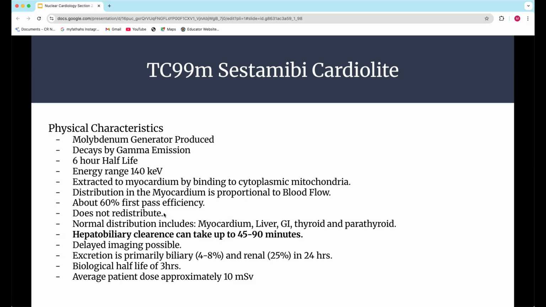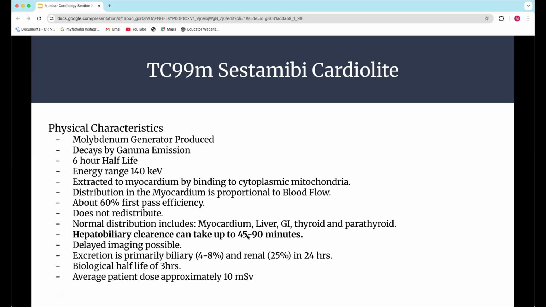So again, doesn't redistribute. Normal distribution is going to be similar to some of the free tech stuff you're seeing and some of the Sestamibi stuff you're used to seeing from using it on things like parathyroid and things like that. So as you can expect, obviously we want to see it in the myocardium. You may see this in liver, GI, thyroid, and parathyroid, okay?